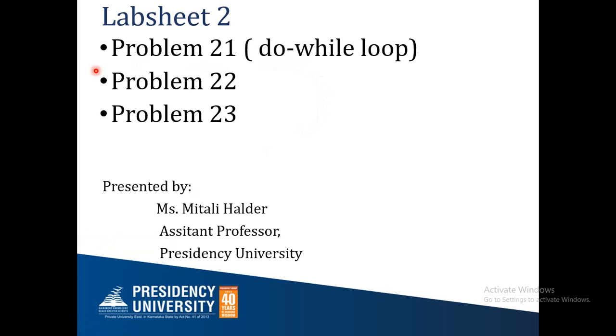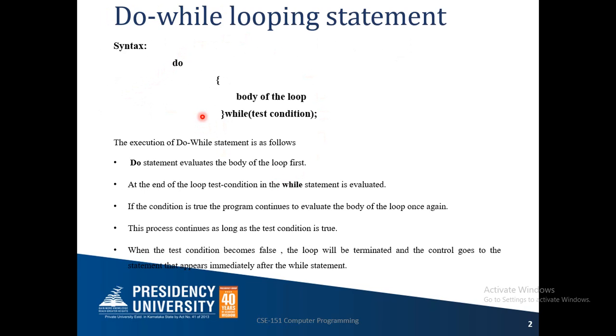Before starting the discussion of the problems 21, 22, 23, I just want to give you the basics of what is do while. We already know what is looping. Whenever you have some task and you want to repeat it some particular number of times, this kind of statements are going to be used. We have three looping statements: one is for loop, one is while loop, and another one is do while. We have already done the coding for for loop and while loop, and now we are going to discuss do while.